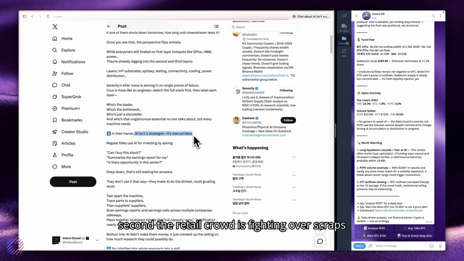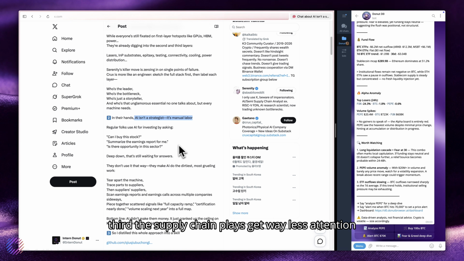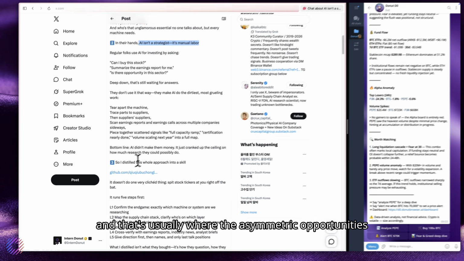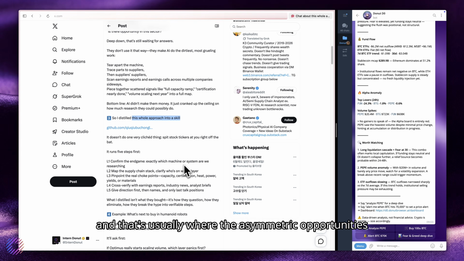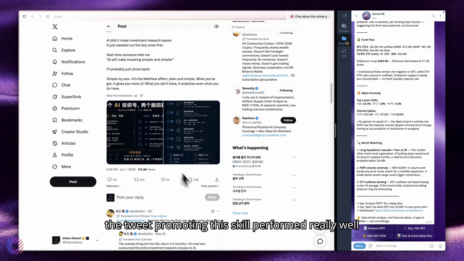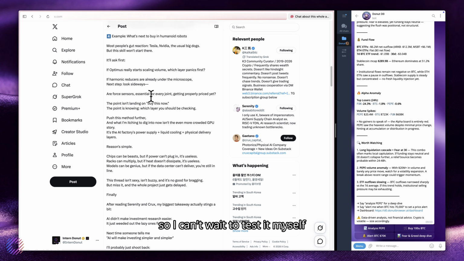Second, the retail crowd is fighting over scraps on the headline AI stocks. Everyone's piled into the same names, which means your edge as an individual investor is razor thin. Third, the supply chain plays get way less attention, less hype, less coverage, less competition. And that's usually where the asymmetric opportunities live. The tweet promoting this skill performed really well, so I can't wait to test it myself.